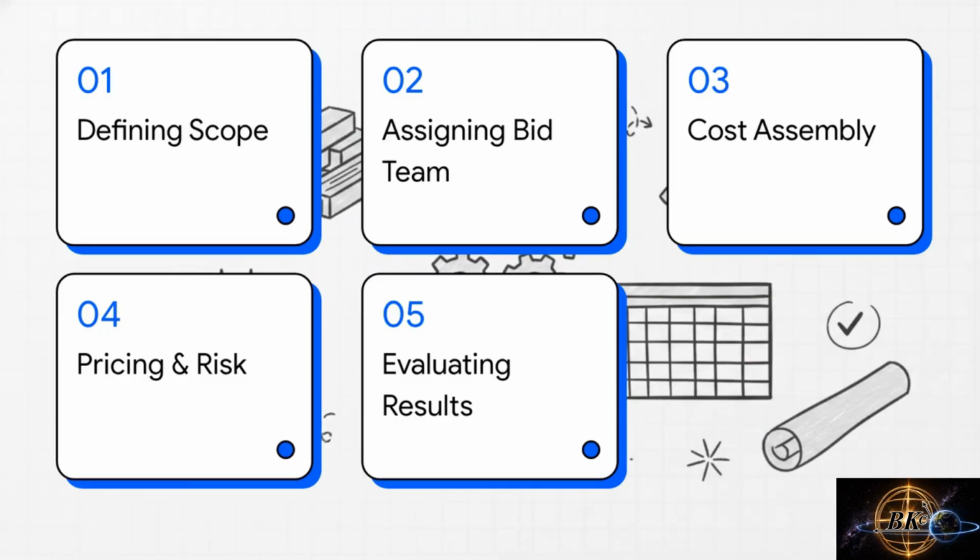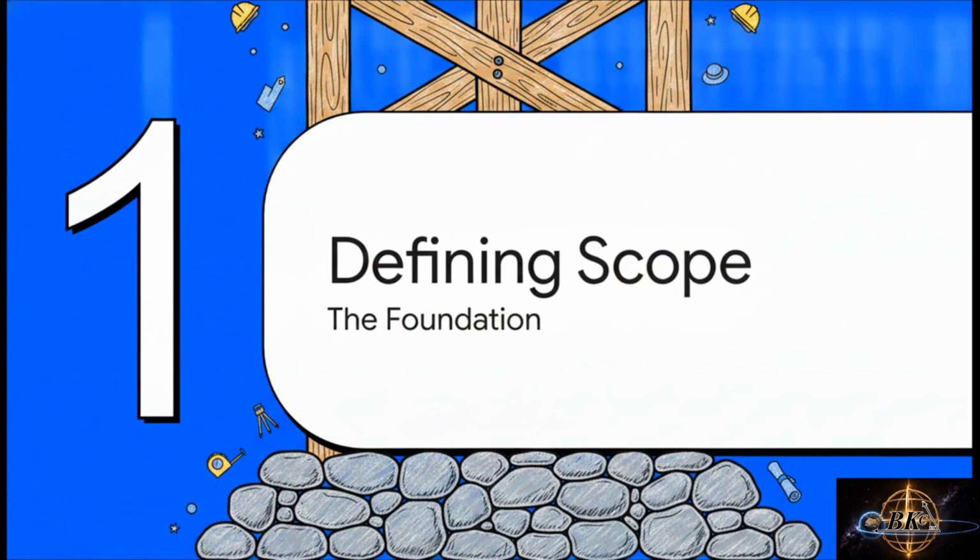First, defining scope and items. Second, assigning the bid team. Third, the cost assembly phase. Fourth, pricing, risk, and markup. And finally, evaluating bid results. Let's get right into it. Starting off with Section 1, defining scope and items.